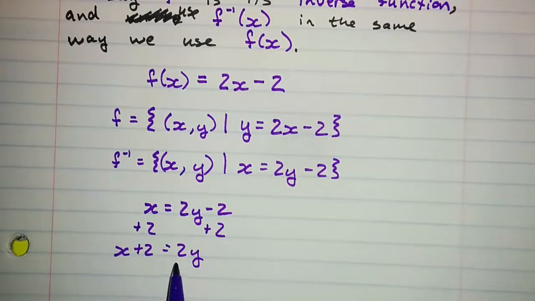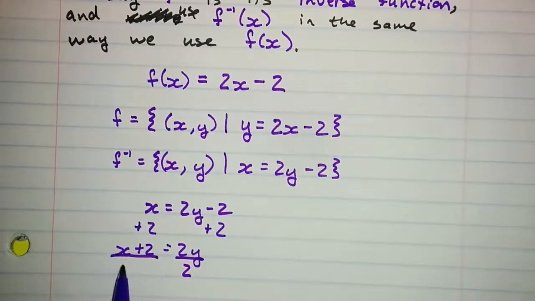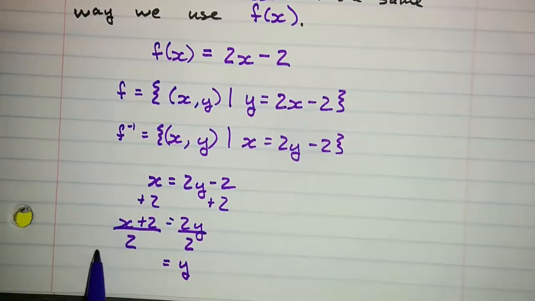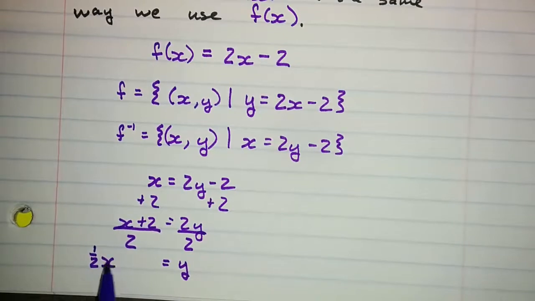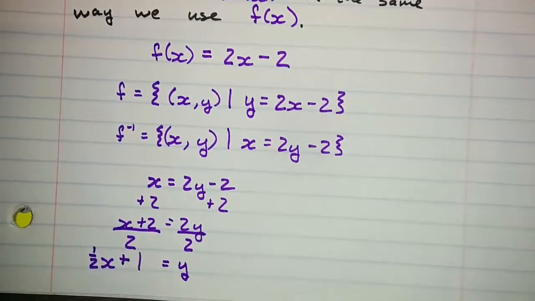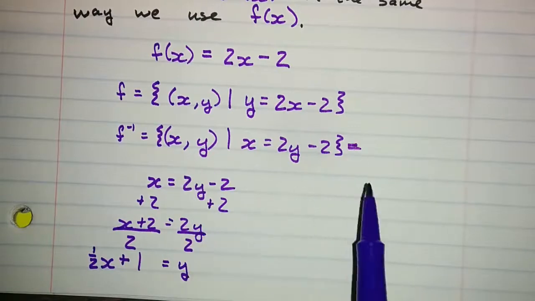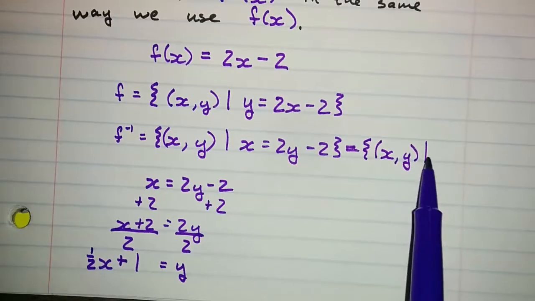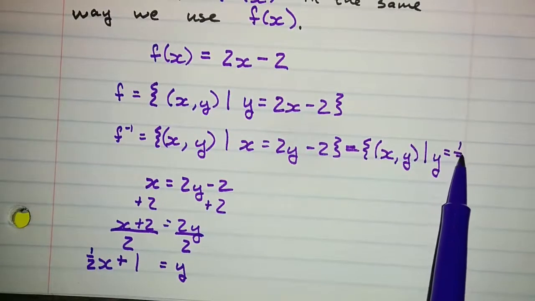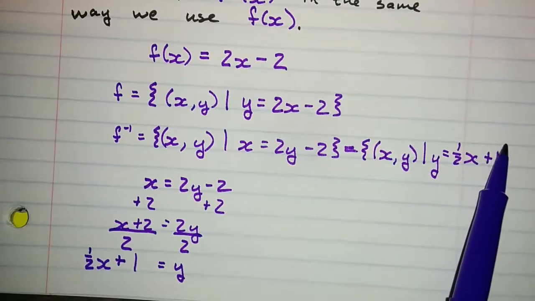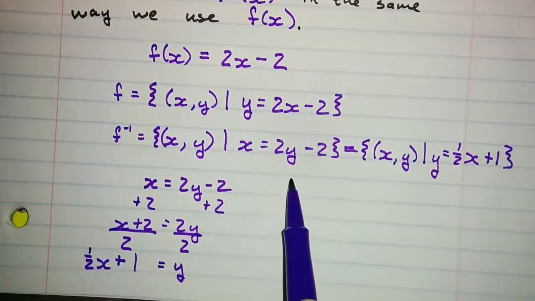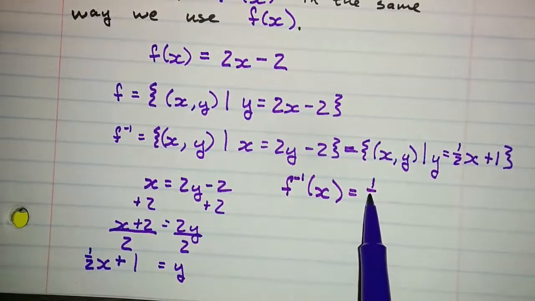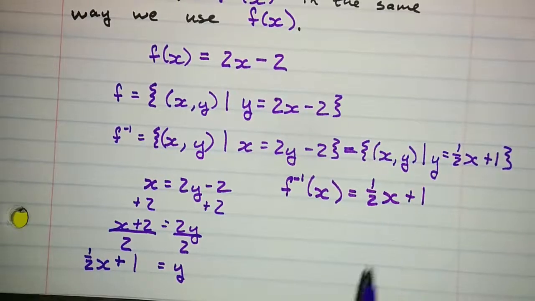Now I need to get rid of this multiplication. I divide both sides by 2, and I'll get y. x divided by 2 is just 1/2 x. 2 divided by 2 is just 1. So f inverse of x is the collection xy, where y is 1/2 x plus 1. In function notation, I can write f inverse of x is 1/2 x plus 1.